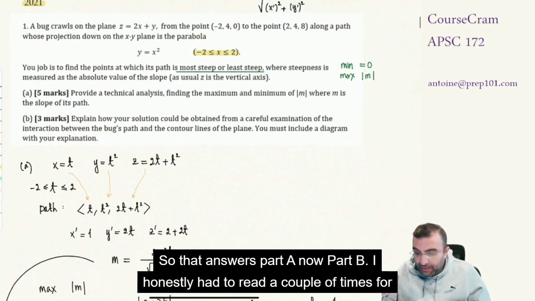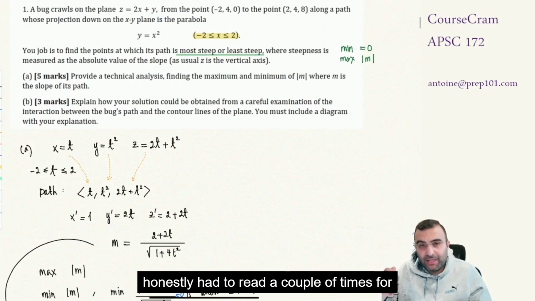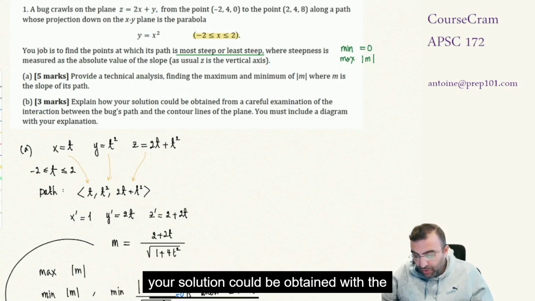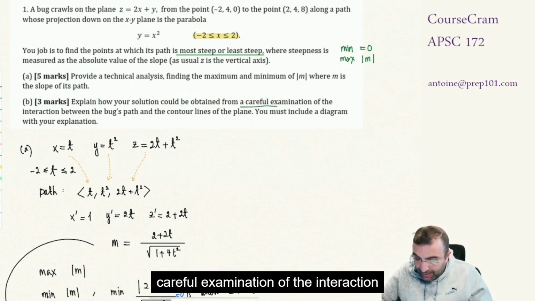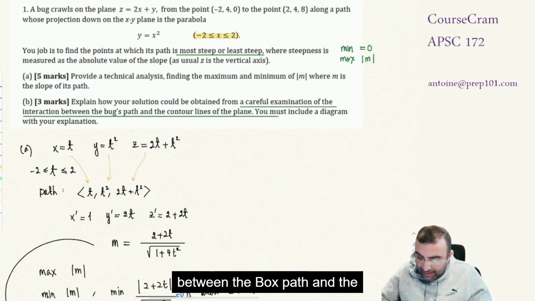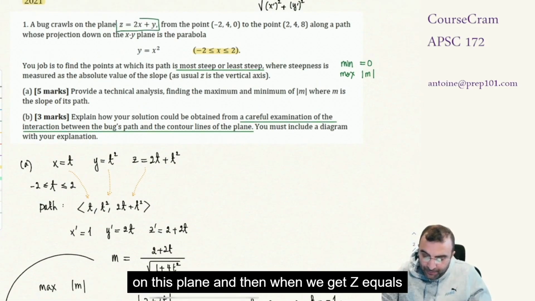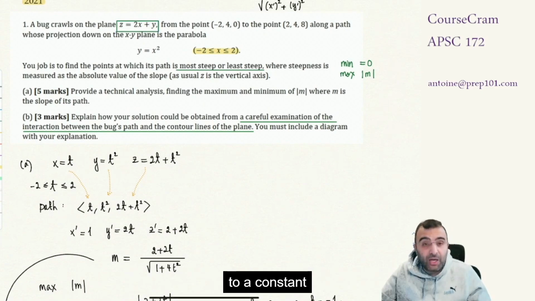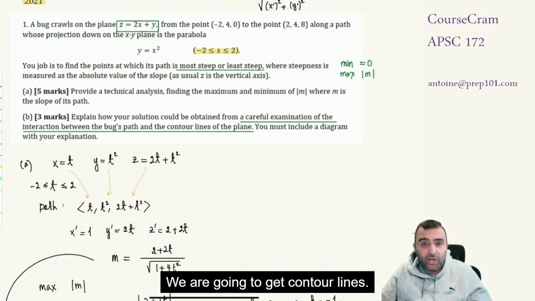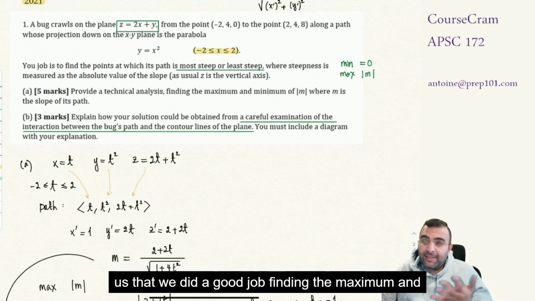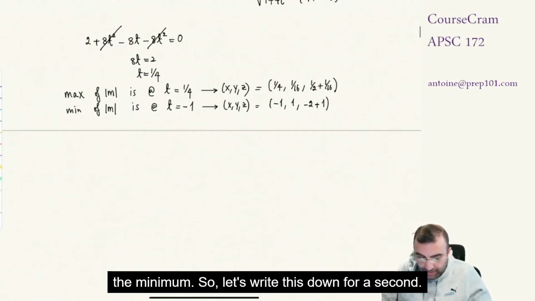Now, part B, I honestly had to read part B a couple of times to see what they mean. Explain how your solution could be obtained with a careful examination of the interaction between the bog's path and the contour lines of the plane. Remember, the bog is on this plane, and when we get z equal to a constant, we are going to get contour lines. So how do the contour lines tell us that we did a good job finding the maximum and the minimum? So let's write this down for a second.